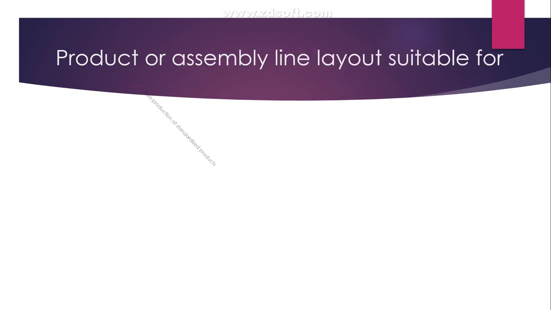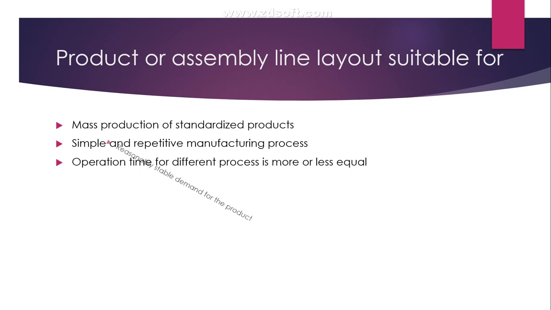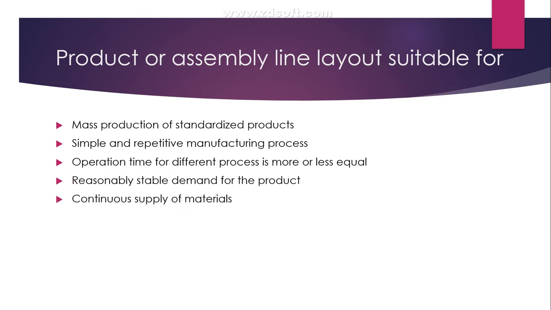Okay, so we'll see in which industries it is quite suitable. Mass production of standardized products, a simple and repetitive manufacturing process, operation time for different processes more or less equal, reasonably stable demand for the product, continuous supply of materials. So this is quite suitable for the mass production system of standardized products, similar products where you are producing one single product concept with a simple and repetitive manufacturing process.